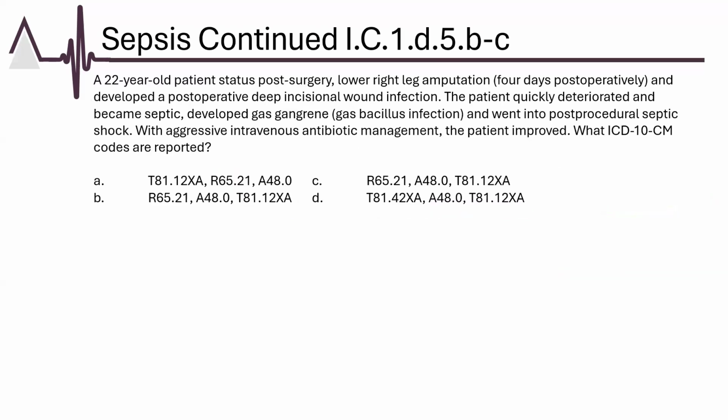Another sepsis question. A 22-year-old patient, status post-surgery, lower right leg amputation. She's 4 days postoperatively and developed a postoperative deep incisional wound infection. The patient quickly deteriorated and became septic, developed gas gangrene, and went into post-procedural septic shock. With aggressive intravenous antibiotic management, the patient improved. What ICD-10 codes are reported?